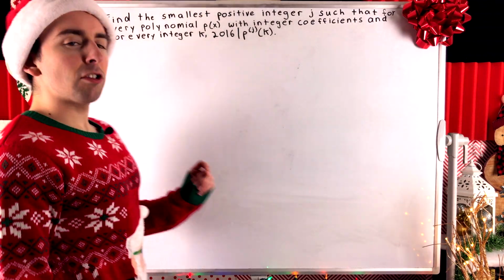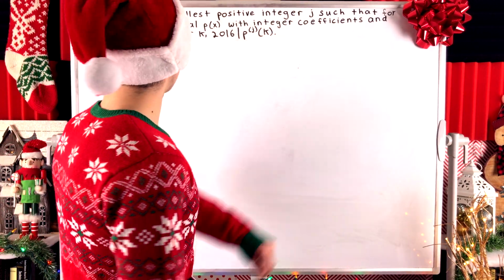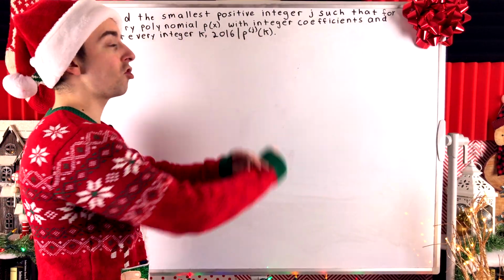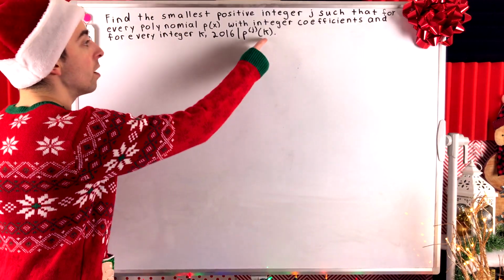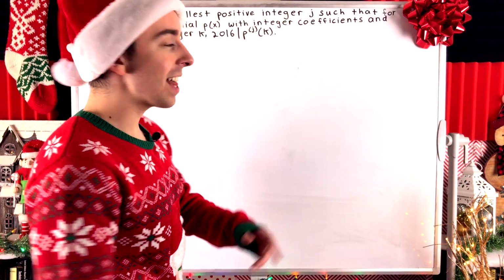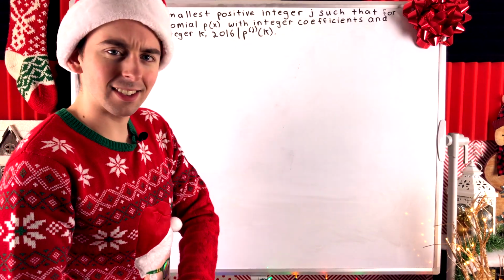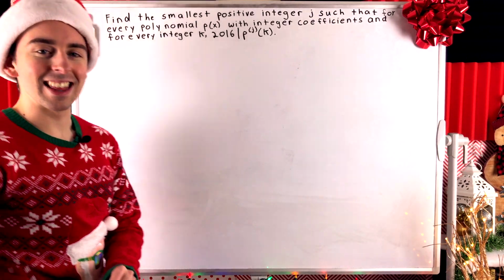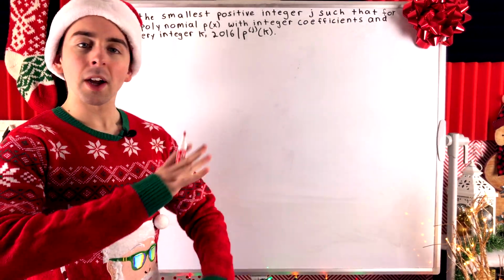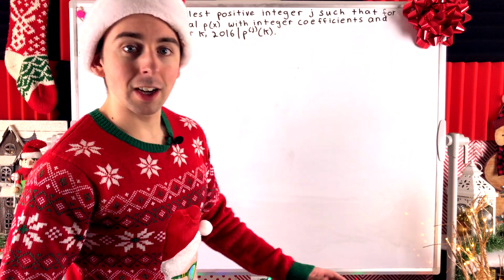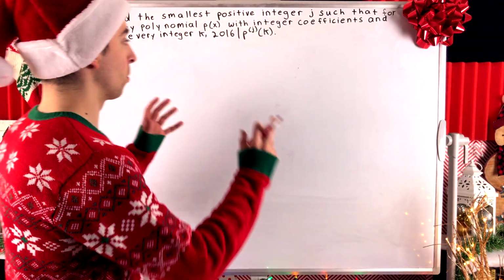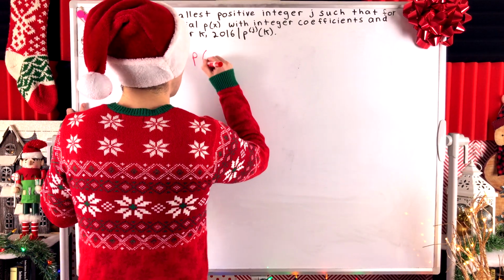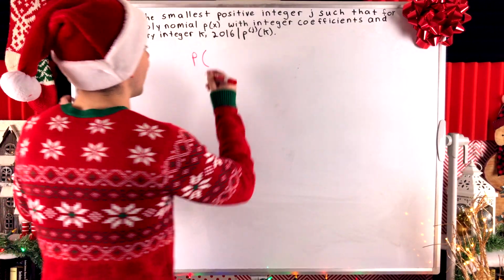We've got to find the smallest positive integer j such that for every polynomial p of x with integer coefficients, if we take the jth derivative of the polynomial and evaluate it at any integer k, that will be divisible by 2016. So we've got to find the smallest positive integer j satisfying this condition. Now, I'm not going to give you a big recap of differentiation and the power rule. I'm going to hope you already know that in order to follow along for this video, but I will point out something important about taking the derivative of polynomials by applying the power rule.